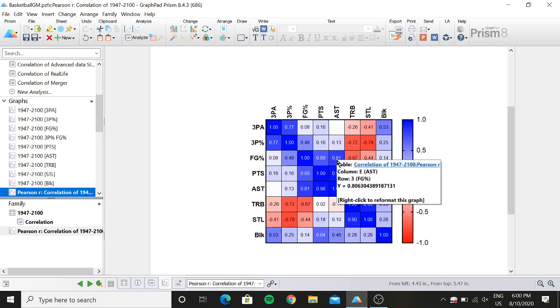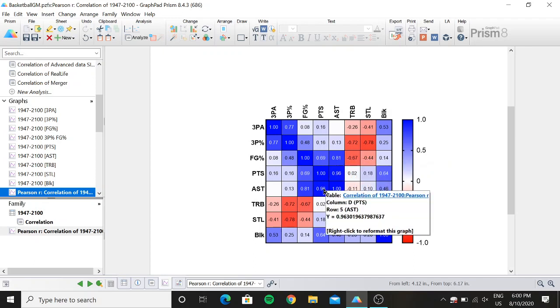Same thing with assists, and this is an even stronger correlation. As the field goal percentage increases, the assists, of course, increase, because that means that a pass is more likely to result in a teammate making a bucket if the field goal percentage is higher.